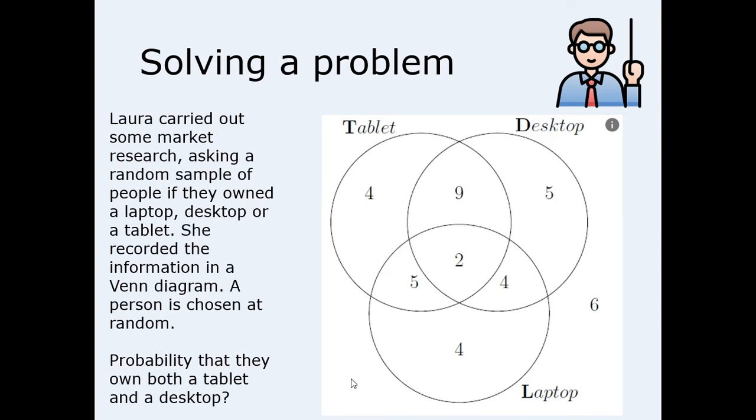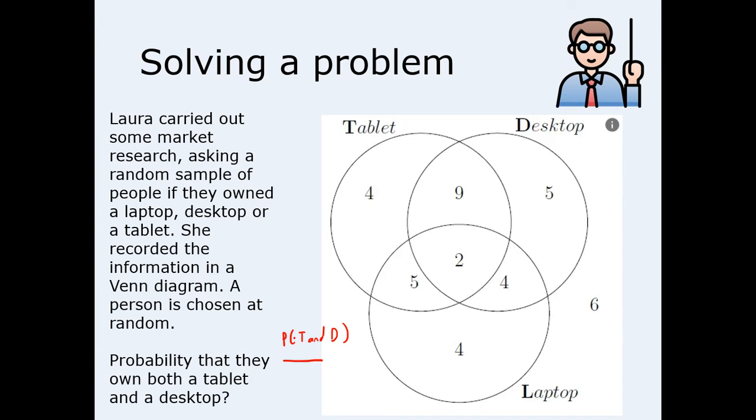Okay, so here's a different question. Laura carried out some market research asking a random sample of people if they owned a laptop, a desktop, or a tablet. She records the information in the Venn diagram and a person is chosen at random. What is the probability that they own both a tablet and a desktop? Okay, so first of all, we need to just think what it's asking us. We need to know the probability of having a tablet and a desktop.